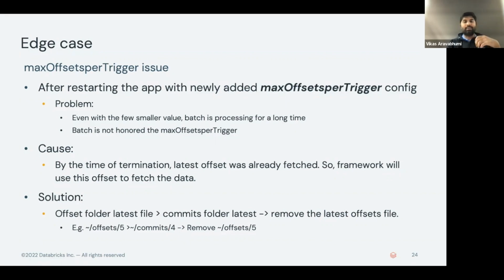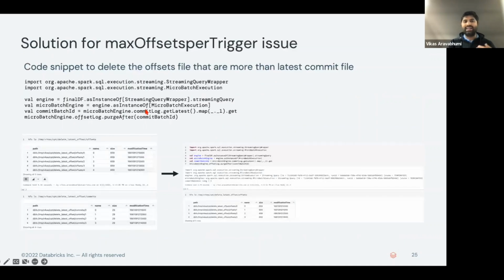When the application fetches from the source, first it fetches the metadata. Metadata will be calculated based on max offsets per trigger. Let's say I'm having 1 million records to process. If my max offsets is just 1 lakh, only the first 1 lakh records will be processed. To handle this, there is a code. Usually it identifies the latest commit, and based on that, it fetches that particular batch ID and purges that particular offset file.